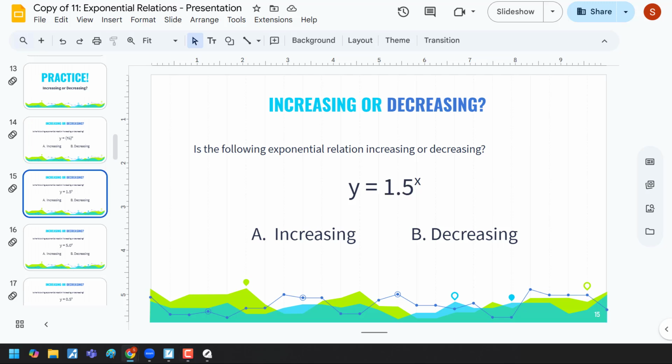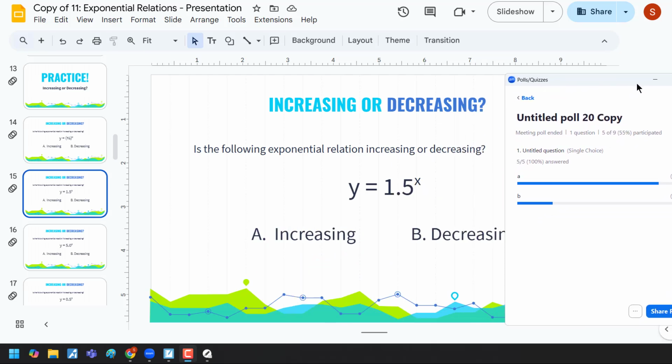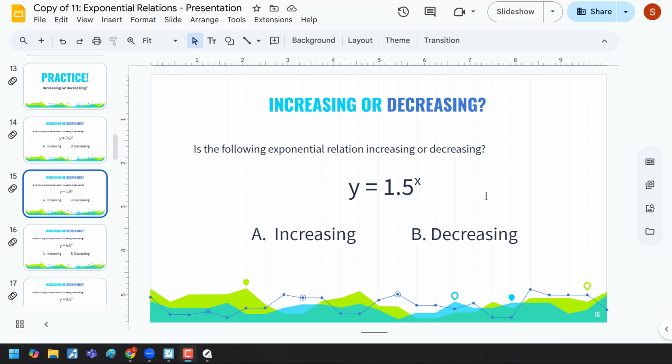Ooh, what about this one? Let's try this one now, shall we? Go for it. So this is what most of you said. Most of you said A. And the correct answer is A, yes, because 1.5 is bigger than 1, so it's an increasing function. What about 5.0?